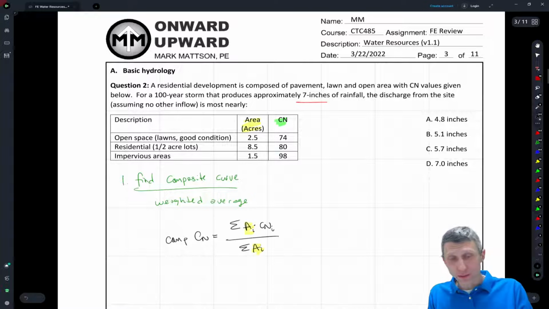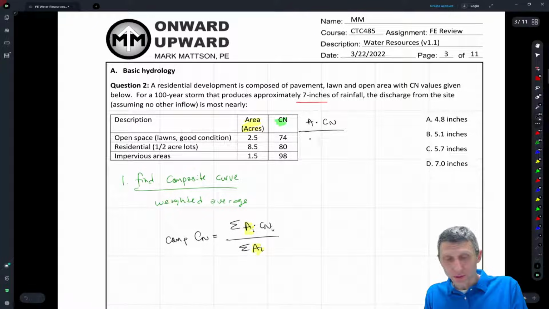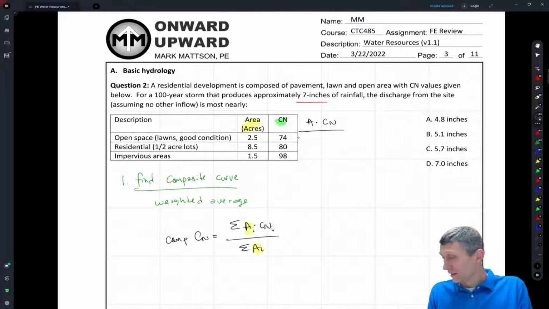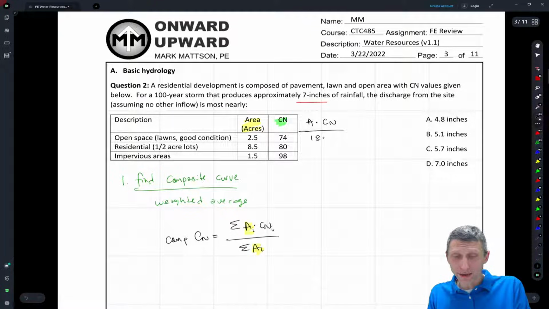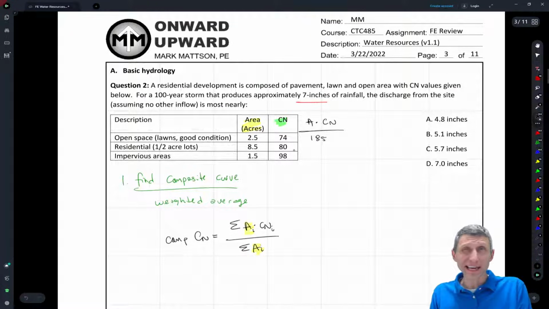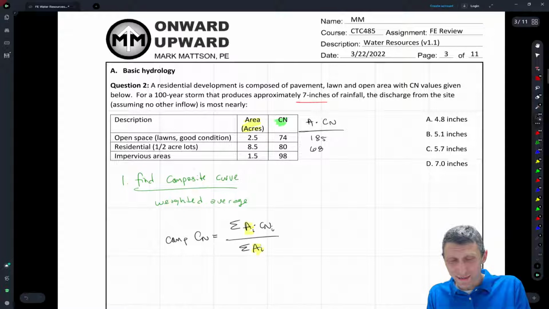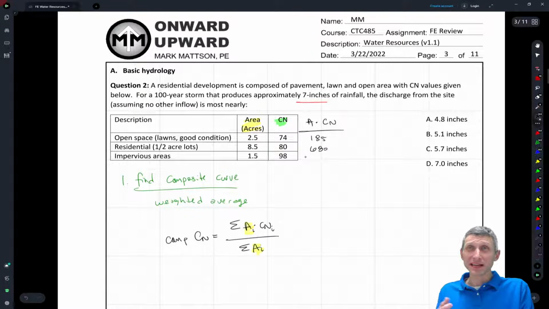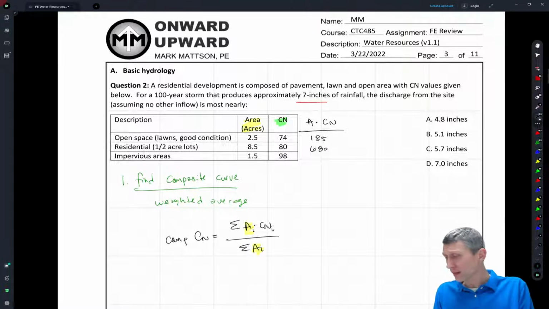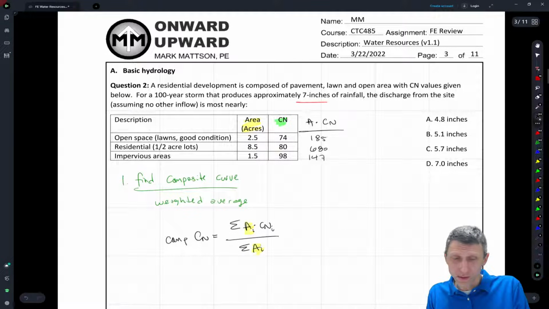Once we have that, what we need to do is come up with a third column where we take A times CN. If we do that out, we get 2.5 times 74, which is 185. Then 8.5 times 80: well, 8 times 80 is 640, plus 8.5 times 90, so I think this gets to 680 here. Then 1.5 times 98, that impervious area, is 147.